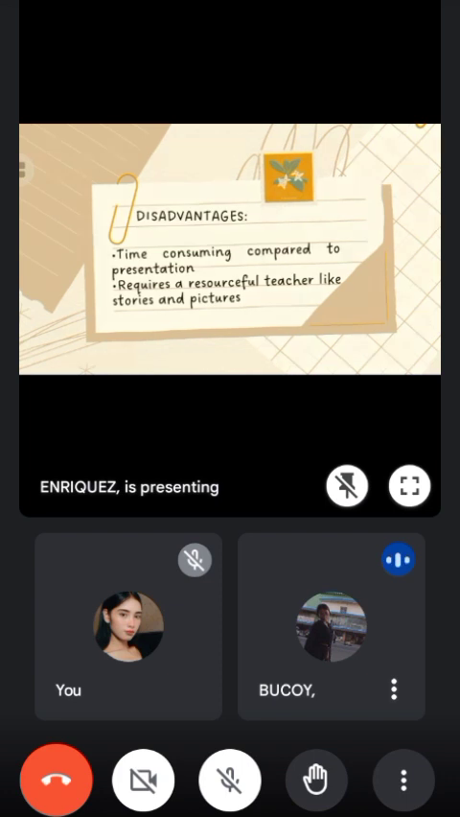So next are the disadvantages. These are the following disadvantages. There are two. First is that it is time-consuming compared to presentation. Secondly, it requires a resourceful teacher, with things like stories and pictures. If students are in the wrong mindset, they're unlikely to do the kind of cognitive work involved in the induction of grammar rules.